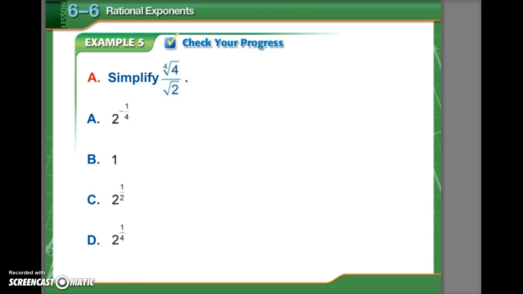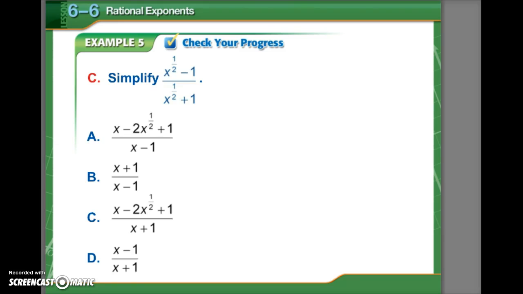All right, some check your progress problems. When you have your answer for this, go on and advance to the next slide. And our answer this time is, ooh, they don't want to tell us. Maybe they'll tell us here. All right, now the answer is B. Let's check out another one. Simplify the 6th root of 16x squared. When you have your answer, go on and advance to the next slide. Let's see, our answer is letter A this time.